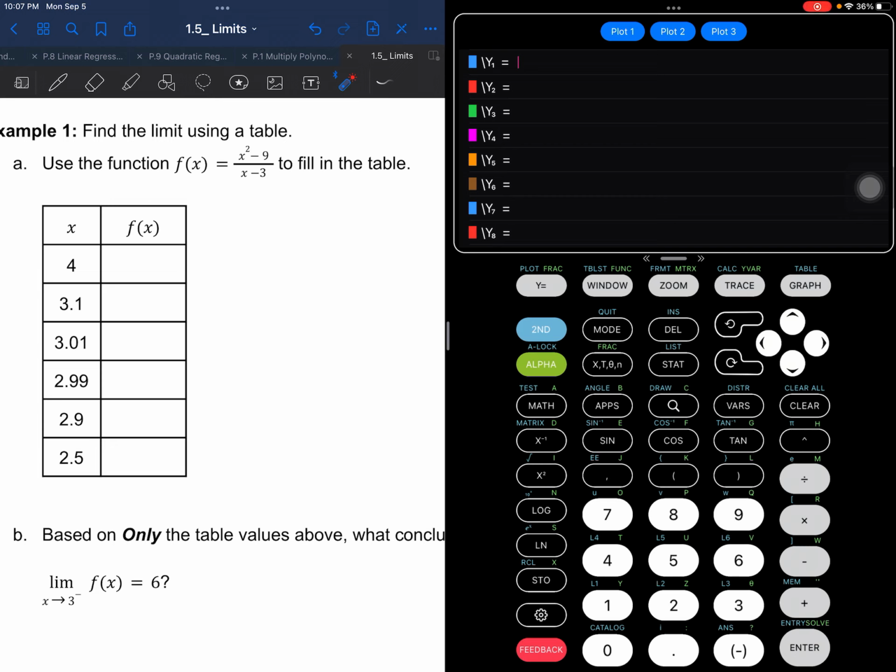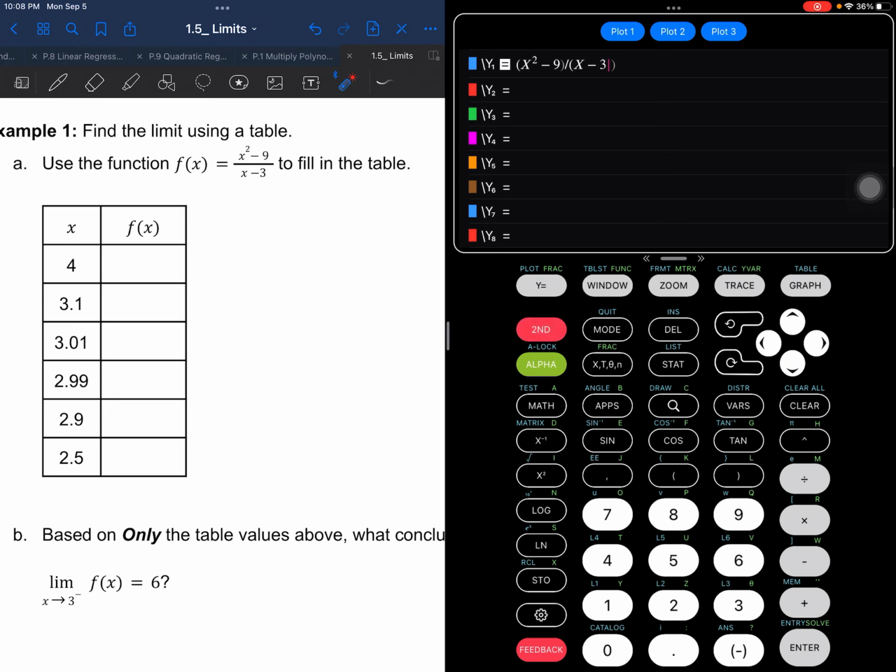We have to be careful here. We have to put parentheses for the top part, for the numerator. So we put parentheses x squared minus 9, and then all divided by, again parentheses, x minus 3. If you notice, I have to put the parentheses because I have to group them together, because otherwise the calculator wouldn't know that we are grouping the numerator and the denominator, right? So let's now set up the table.